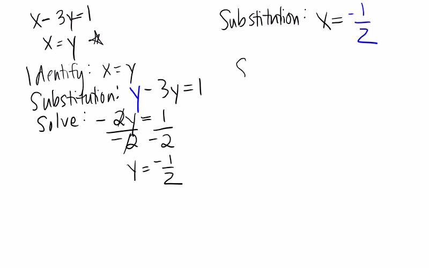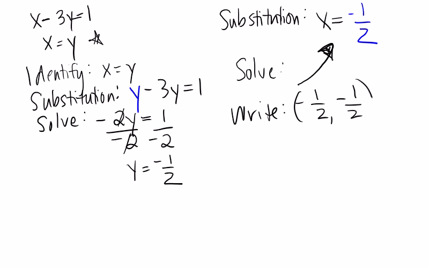Then we're going to solve. For this one, we don't need to solve because it's already solved for x. So now we can just write our solution in the format of x comma y. So we have negative 1/2, negative 1/2.